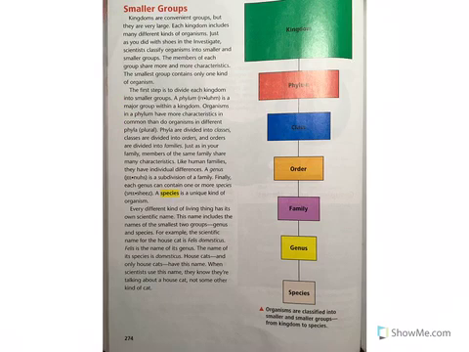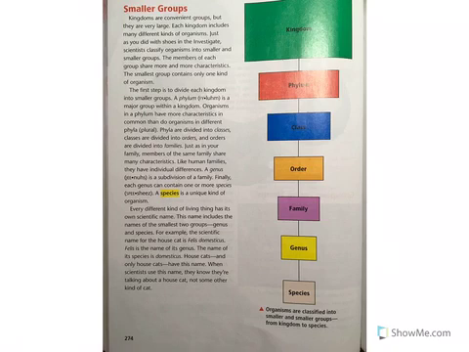Smaller groups. Kingdoms are convenient groups, but they are very large. Each kingdom includes many different kinds of organisms. Just as you did with shoes in the Investigate, scientists classify organisms into smaller and smaller groups. The members of each group share more and more characteristics. The smallest group contains only one kind of organism.